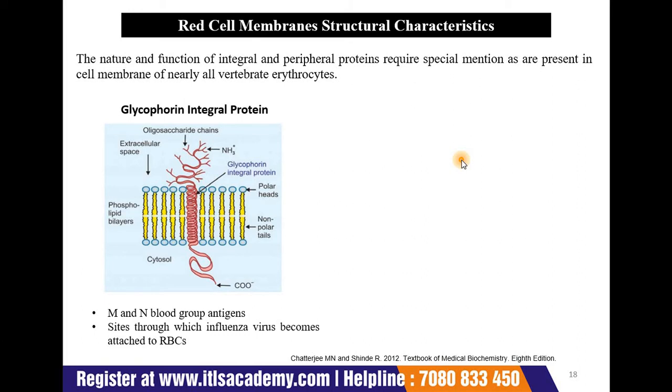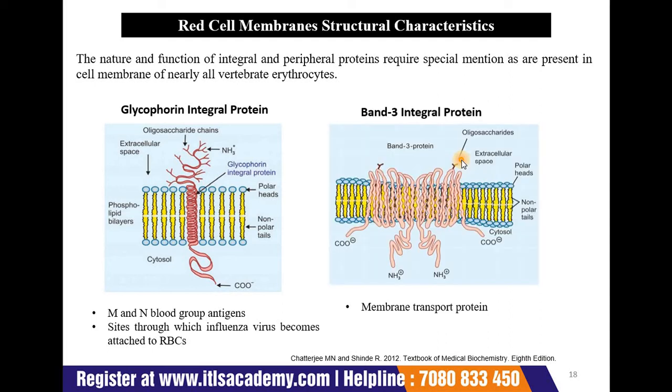So the same integral proteins and peripheral proteins, as we have already discussed earlier, are present in the membrane of nearly all vertebrates. The nature and function of integral and peripheral proteins require very special attention, because they are present in the cell membrane of nearly all vertebrate erythrocytes. We will talk here in detail about the red cell membrane structural characteristics, in which we will talk about the glycophorin integral protein and band 3 protein.